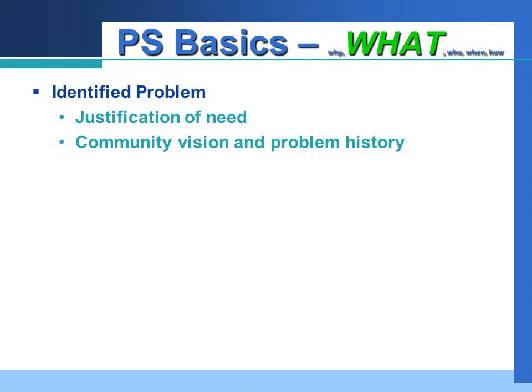Problem statements are organized in two sections, with the subsections that you see listed here. The first main section is the identified problem and contains information about the need for improvements and purpose any improvements should serve. It also contains information about the community's vision and goals and objectives and any history of the problem, such as how the need has increased over time and how it's been included on prior plans. This first section contains no references to proposed solutions.